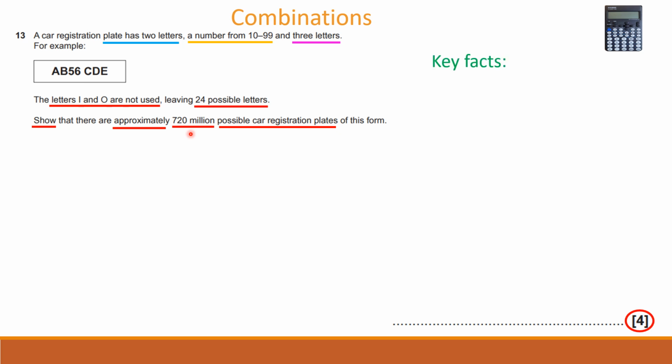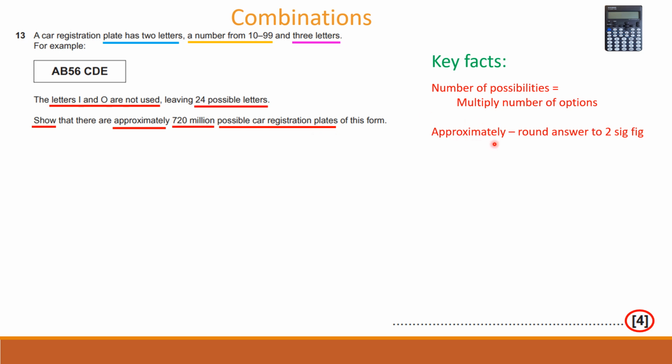Now your key facts that you're going to need to be able to help you answer this question. The number of possibilities, you're going to have to multiply all the different numbers of options to get your number of possibilities. So you've got to multiply the number of options for position 1, position 2, position 3, position 4, position 5, position 6 and position 7. So you're going to be multiplying 7 numbers together to work out the total number of outcomes to see what the total number of car registration plates are.